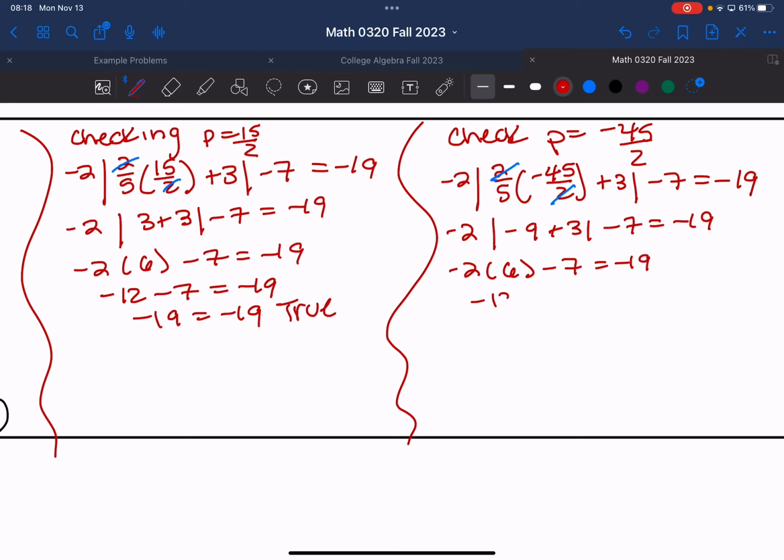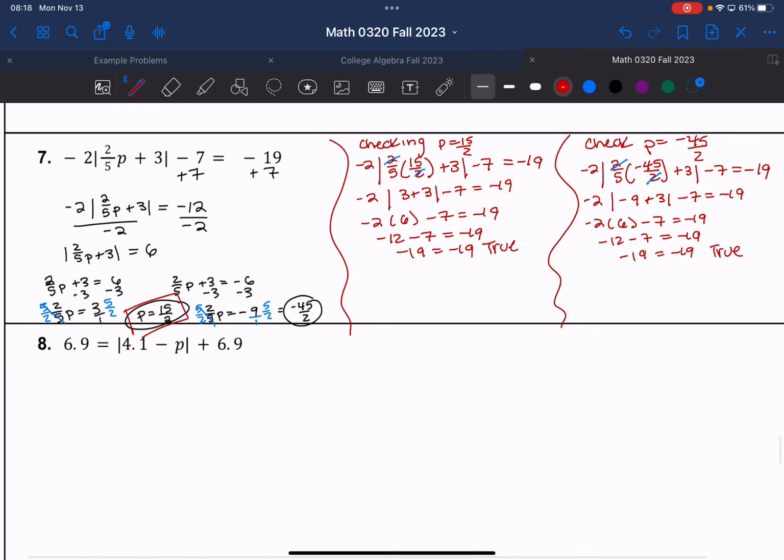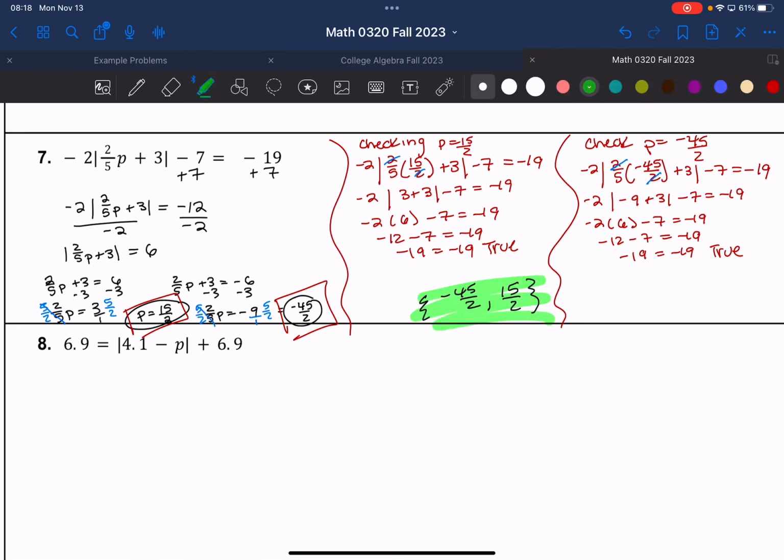So notice I end up with the same equation I did before. So I get negative 19 is equal to negative 19, which is true or false? True. So that means this is also an answer. So writing my solution set, I have negative 45 halves, comma, 15 halves in those curly brackets. And this is my answer.